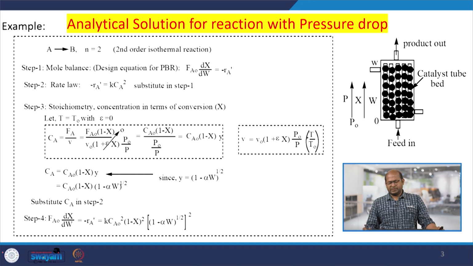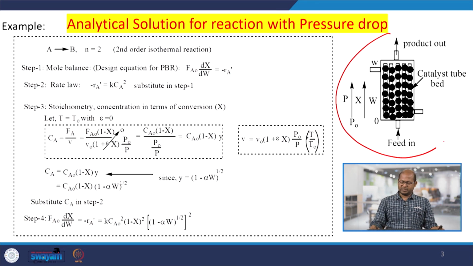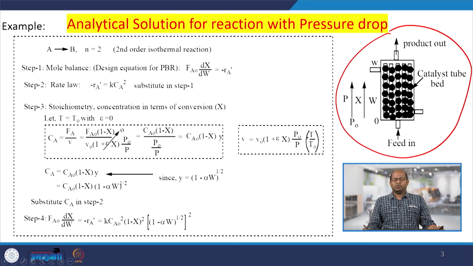Here is our packed bed reactor that we have already discussed. In this system, for example, if you take a second order reaction, let us say A going to B, and the reaction is isothermal and second order. Step by step, we will derive the design equations and calculate the effect of pressure with increasing weight of the catalyst inside the bed.